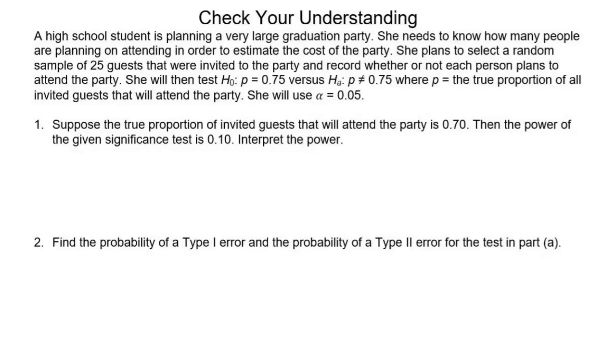In number 1, it says, suppose the true proportion of invited guests that will attend the party is actually 0.70. Then the power of the given significance test is 0.10. Interpret the power. Given that sentence frame up at the top, how would we interpret the power here?